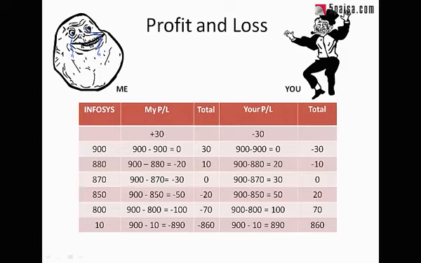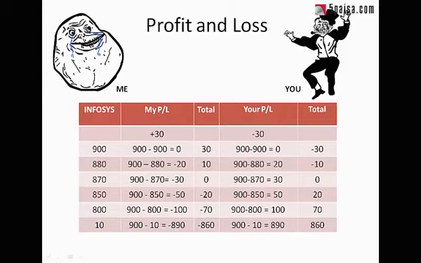In the beginning there is premium. I gain 30 rupees, you lose 30 rupees. If the stock ends up at 900 on the 30th, you don't make anything on the stock. Neither do I. But I end up gaining the premium and you end up losing the premium, which explains the plus 30 and minus 30 at 900.